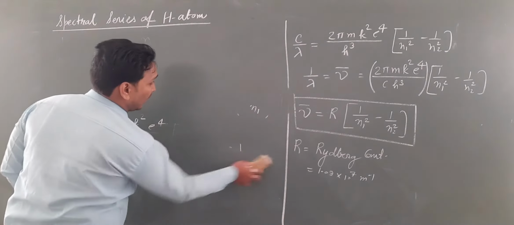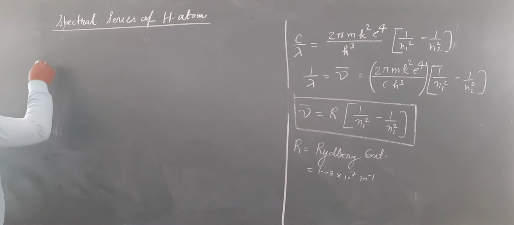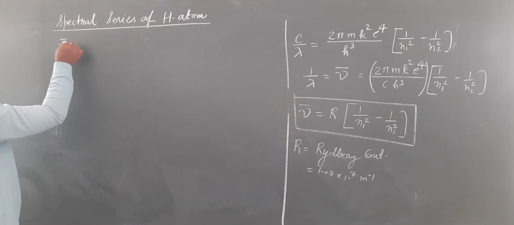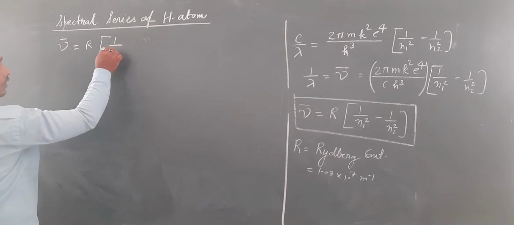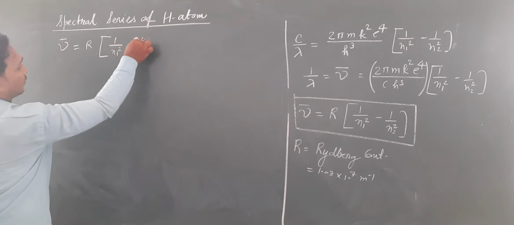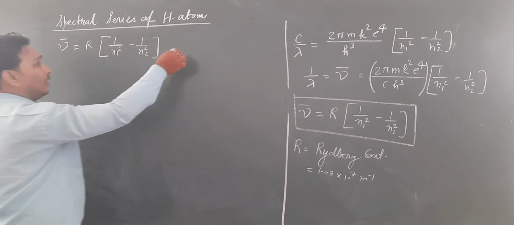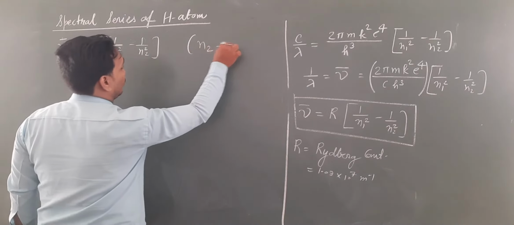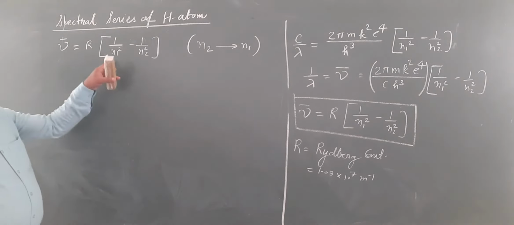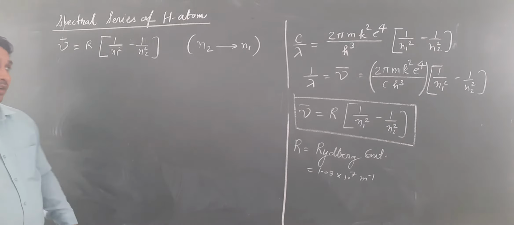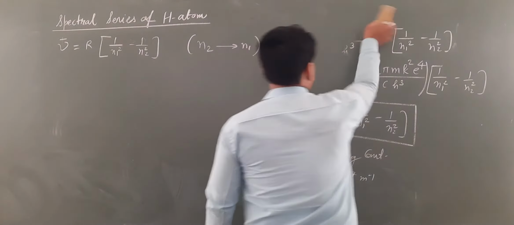I am going to write that expression at the front, and then we will start. So nu bar is equal to Rydberg constant, 1 upon n1 square minus 1 upon n2 square. Very important, here the electron is taking transition from n2 to n1, not n1 to n2. Although it is written 1 upon n1 minus 1 upon n2, the transition is taking place from n2 to n1.